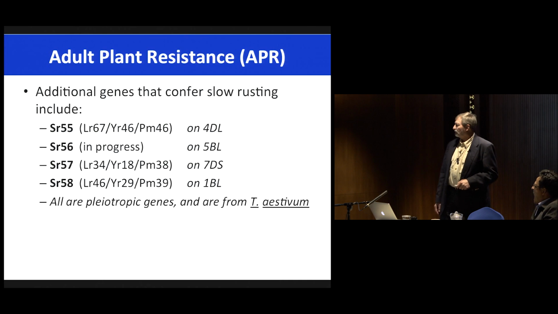All of these are pleiotropic genes, meaning they have an effect on more than one trait. So they are LR34, YR18, you've heard before, is also the same gene that is the SR57 gene, but it also provides some adult resistance to leaf rust, to yellow rust, and to powdery mildew, and maybe for a few more traits as well.